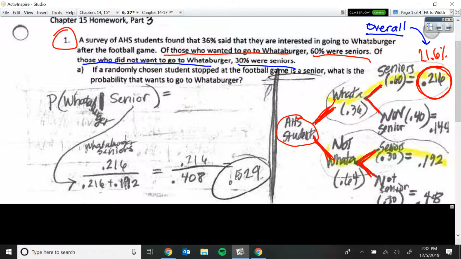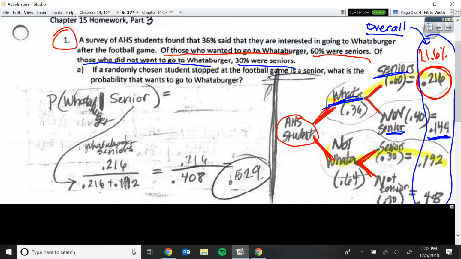21.6% of the students that are seniors wanted to go to Whataburger. Students. Correct. Okay, so 21.6% of all students are seniors who go to Whataburger. See, that's a little bit different than what you said. So 21.6% of all the students. So these are of all the students, those are the 21.6% are this and that. And whatever that number is, that much percent are non-seniors who go to Whataburger and so on.